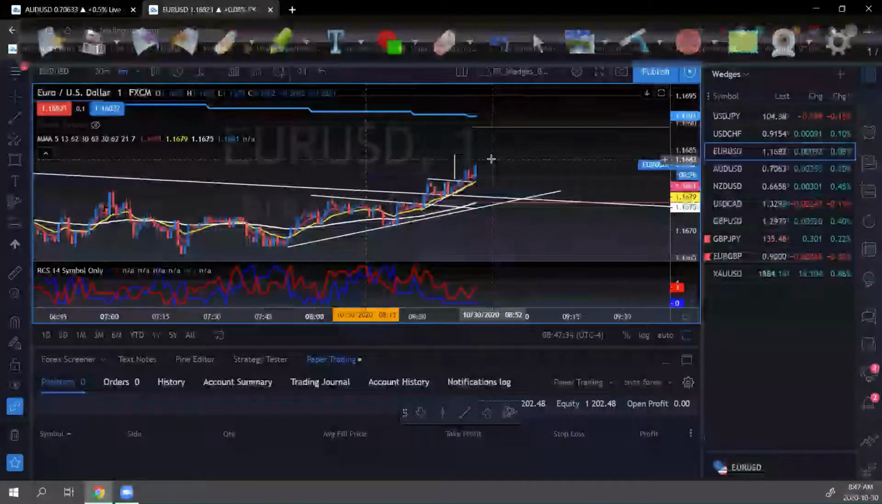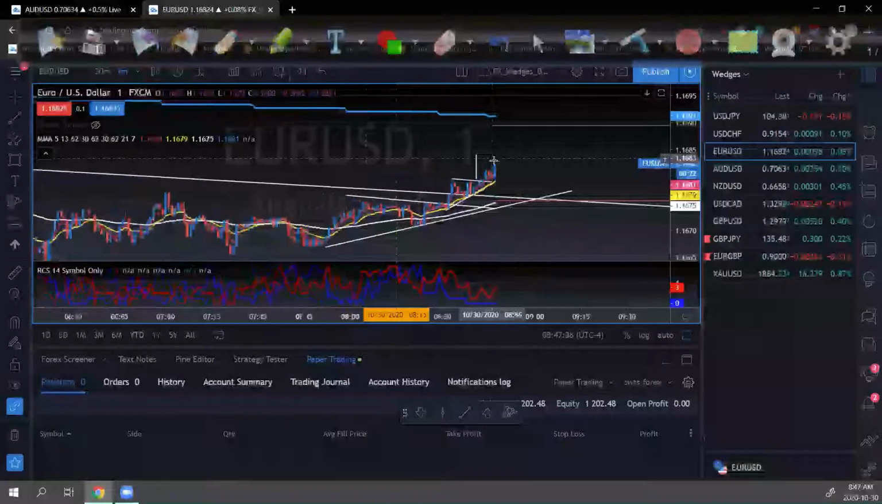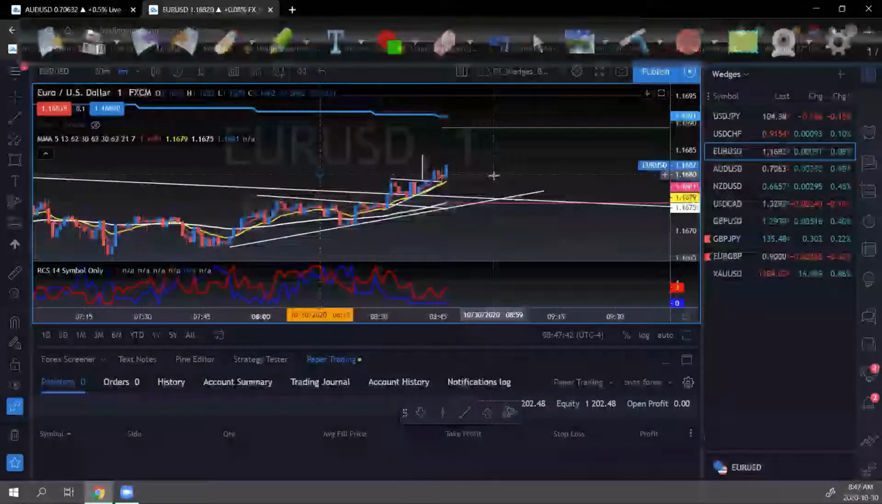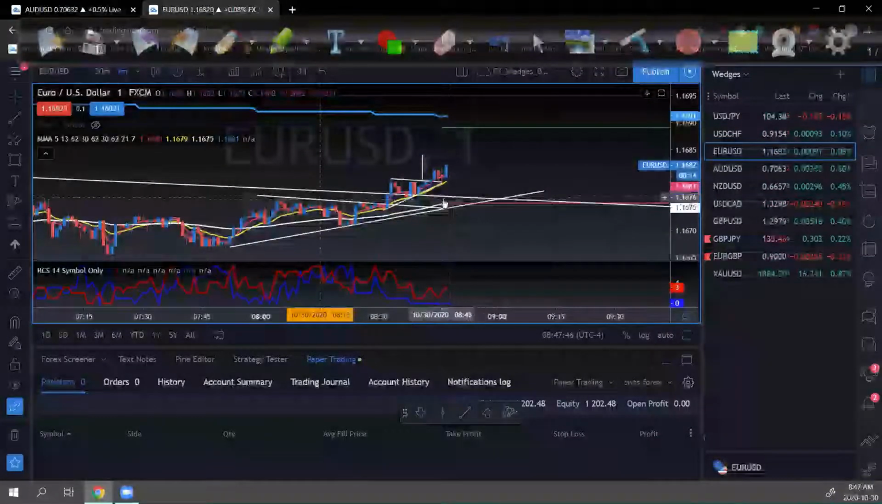Why did I get an alert on Euro USD? It said crossing trend line, but there's no trend line here. No, there's no trend line. Trend line's down here. My trend line's like 5 pips under price, so it doesn't make sense.